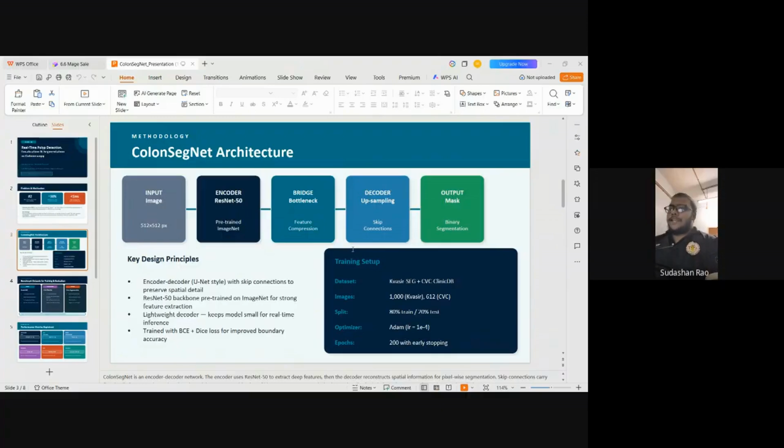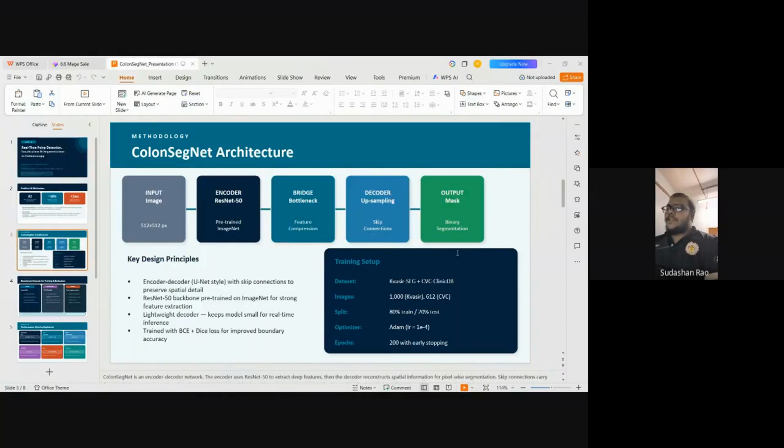So ColonSegNet uses an encoder-decoder design similar to the UNet architecture. The encoder is ResNet-50 pre-trained on ImageNet, and it extracts deep features from the colonoscopy image, learning what pixel patterns correspond to the polyp. The decoder then upsamples the features back to the original resolution, producing a pixel-level segmentation mask showing exactly where the polyp is. Skip connections transfer fine spatial details from the encoder to the decoder so the model does not lose boundary information during compression.